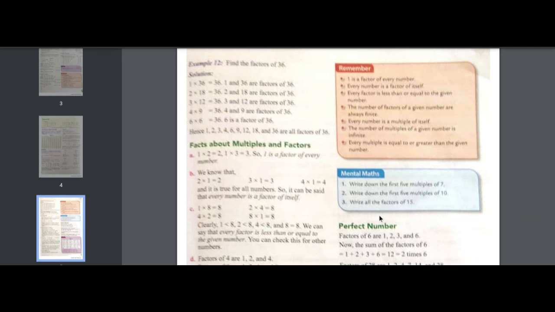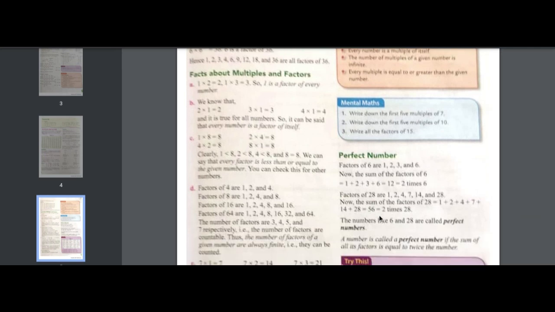1 multiplied by 2 is equal to 2. 1 multiplied by 3 is equal to 3. So 1 is a factor of every number. We know that 2 multiplied by 1 is equal to 2, 3 multiplied by 1 is equal to 3, 4 ones are 4. So it is true for all the numbers. So it can be said that every number is a factor of itself.